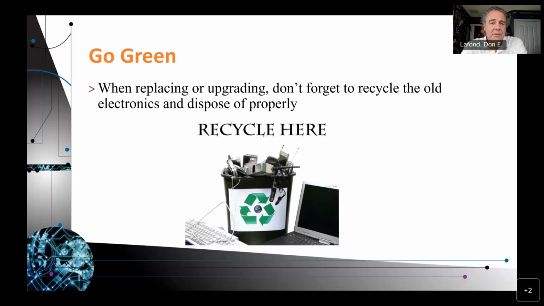Make sure you buy a UPS that has a replaceable battery. That way, you can just replace the battery instead of the electronics. Those batteries can go into some of the big box hardware stores that take rechargeable batteries for drills and electric tools, right? Like electric skill saws and whatnot.